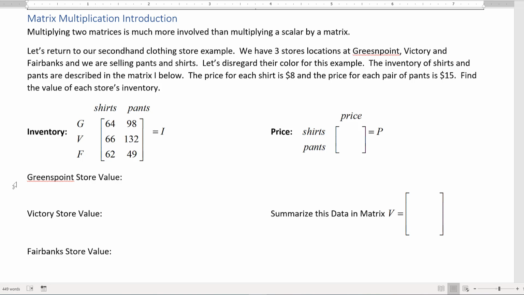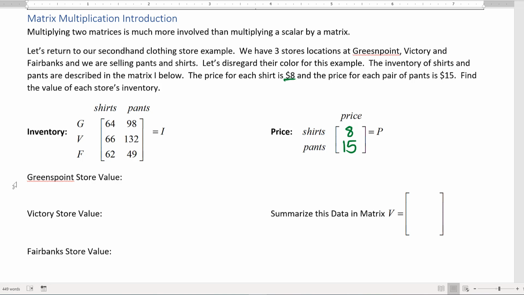The inventory of the shirts and pants are described in the matrix I below for inventory. The price for each shirt is $8, and the price for each pair of pants is $15. So I can put the $8 in for the price for the shirts in my price matrix, and $15 in for the pants for my price matrix. Find the value of each store's inventory.